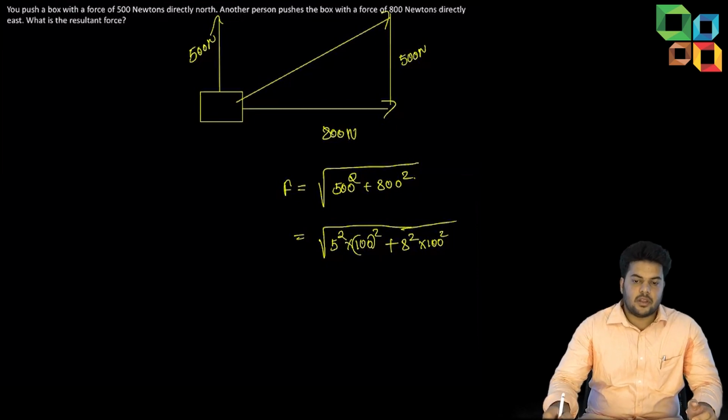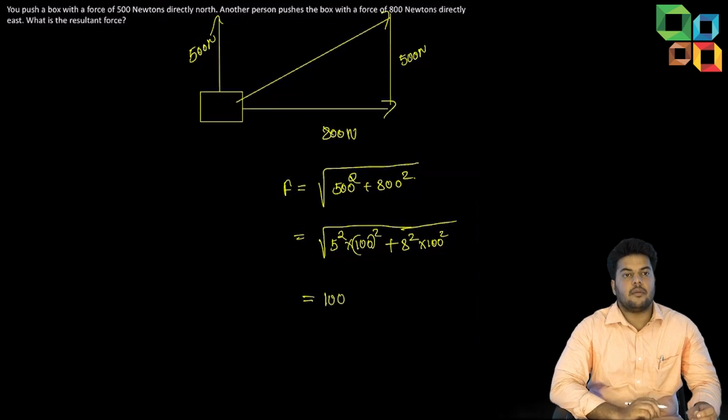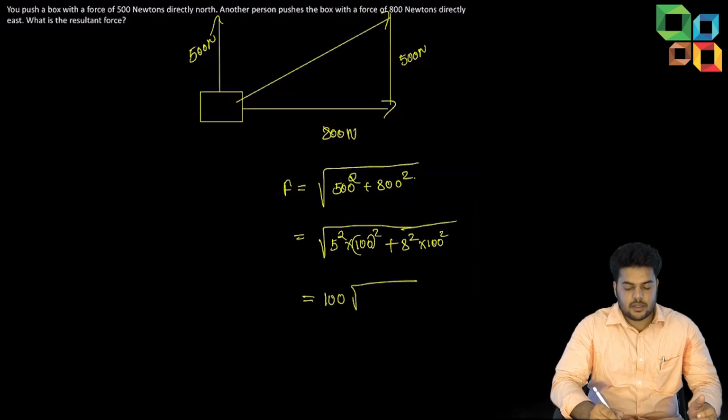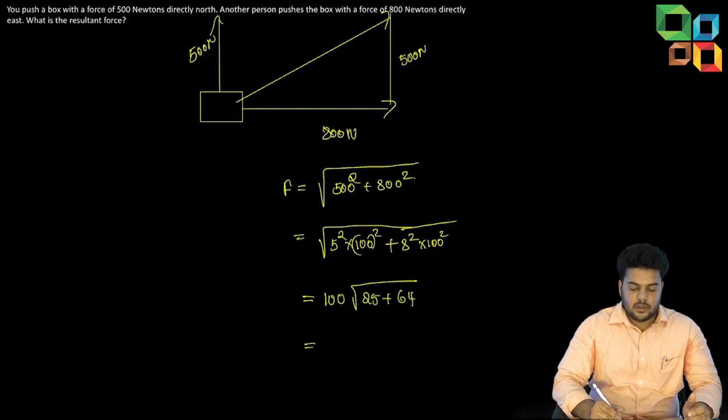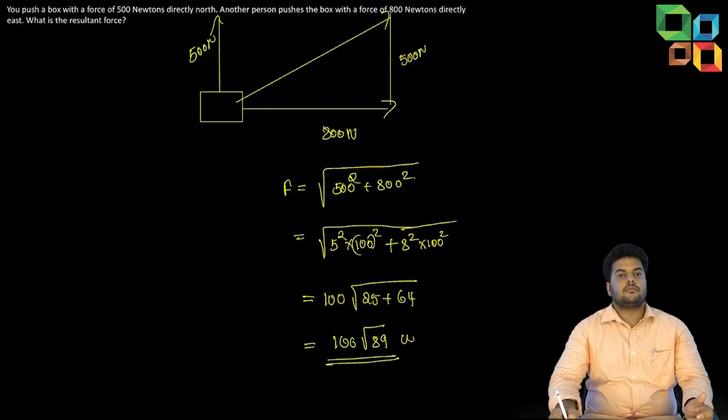Now 100 squared is common there, isn't it? You can factor it out. When it comes out of the square root, you've got 100. And inside the square root, what remains is 25 plus 64, which adds up to 89. So square root of 89 units.